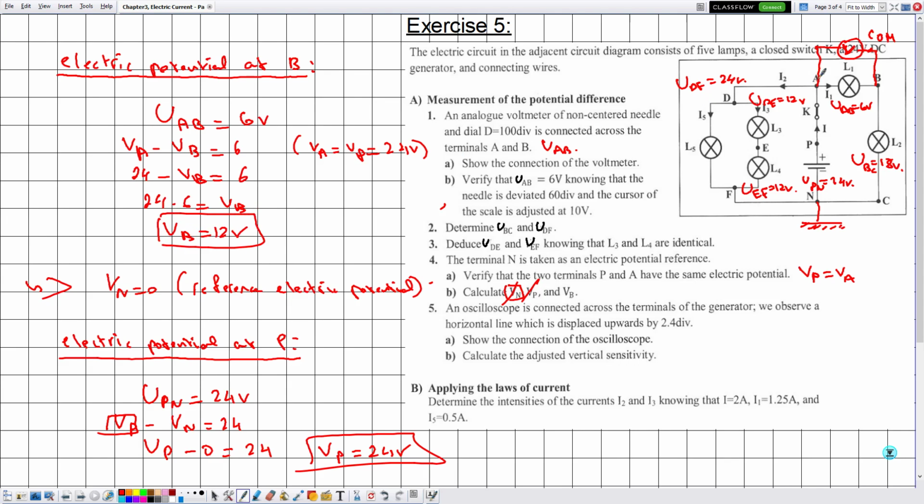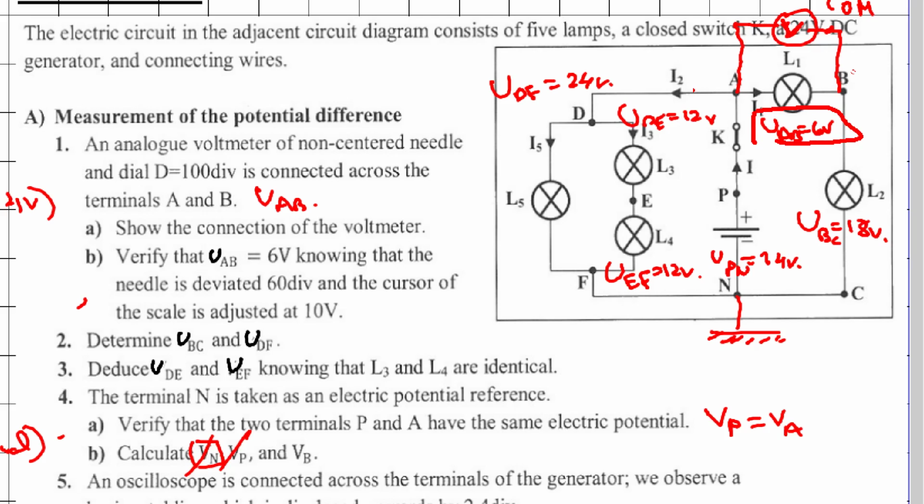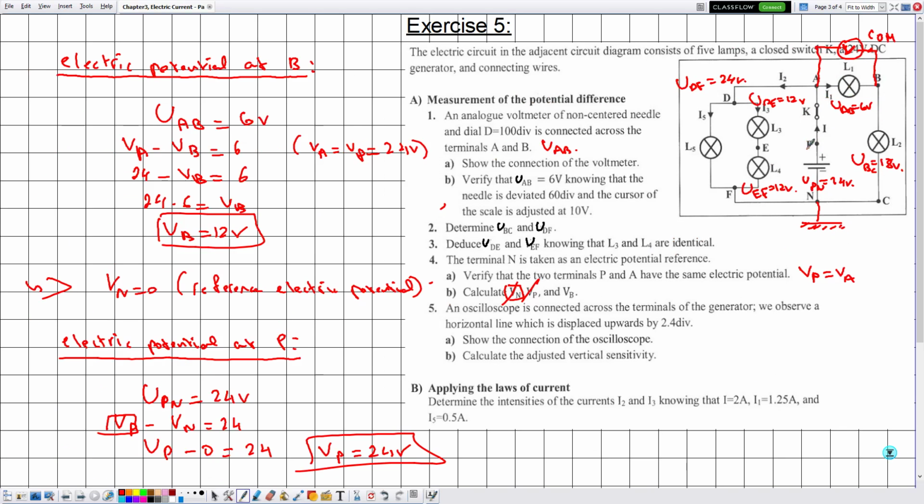Okay, I repeat, we have used the voltage UAB because we know the potential A, which is equal to the potential P, and P we determined previously, which is given by 24 volts.